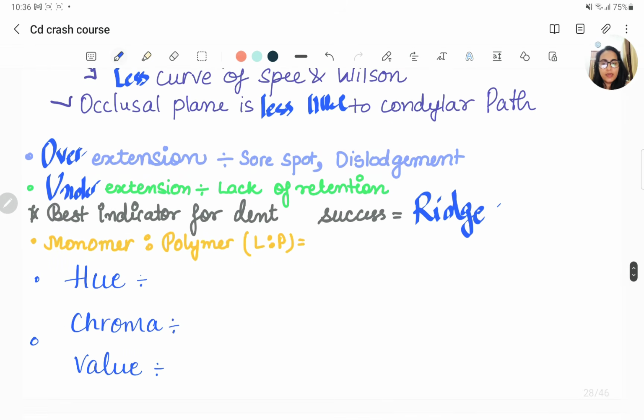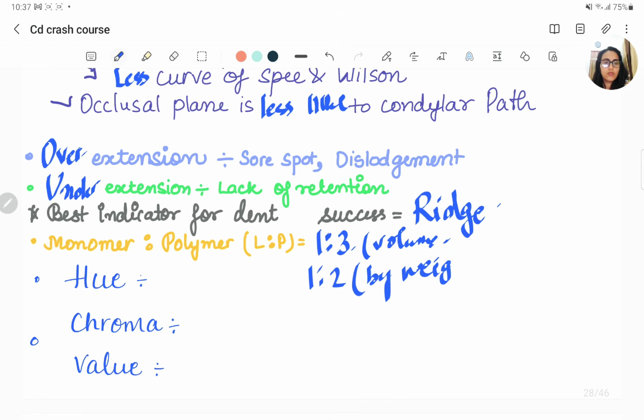Monomer is to polymer, that is liquid to powder. If we take by volume, it is 1:3. And if we take by weight, it is 1:2. So that is monomer is to polymer. And if we heat the acrylic too rapidly, then there will be porosity.